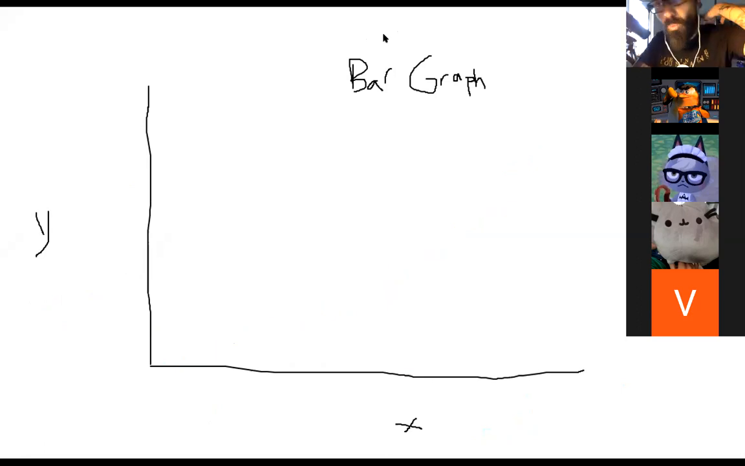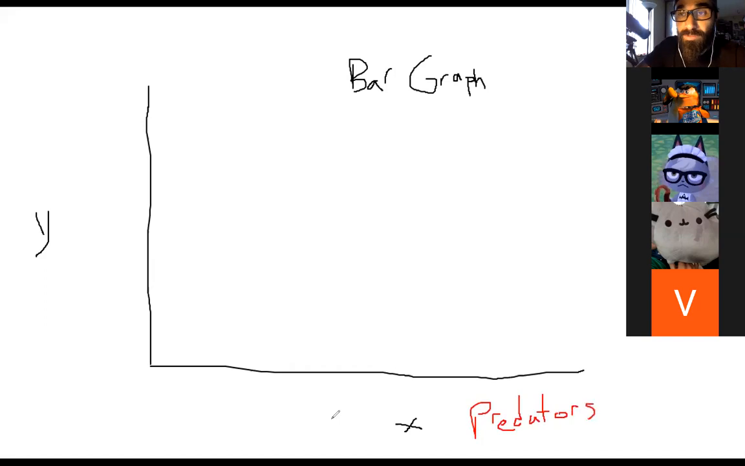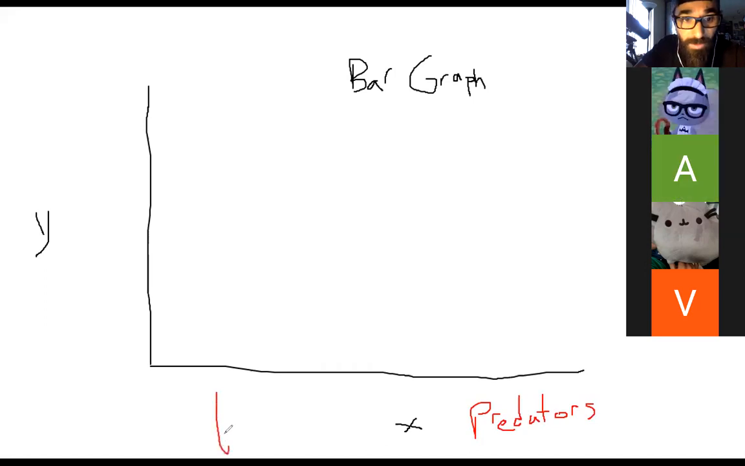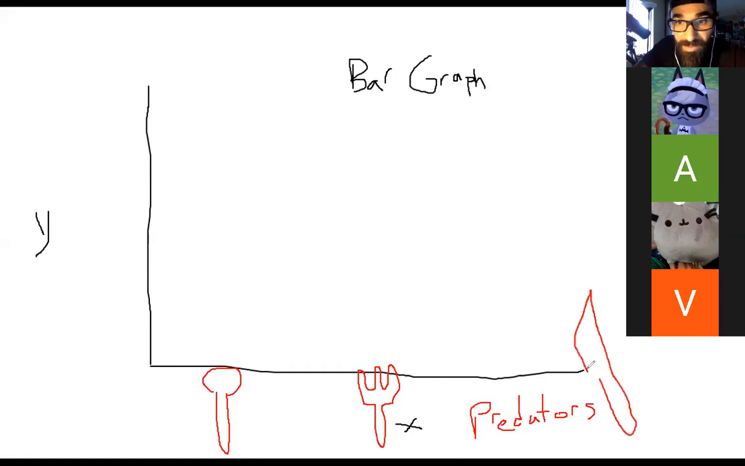So what things would I put on my X here? What would go on my X and what would go on my Y? Predators would go on X. Okay, so we'll put predators. And what were the predators that I'm asking you to use for this, guys? Spoon, fork, and a knife, right? I'm not sure if that looks like a knife or not.